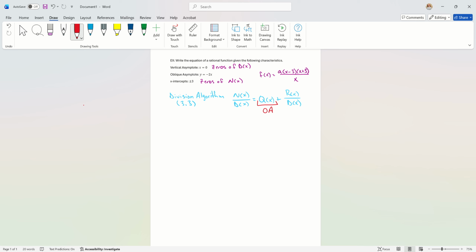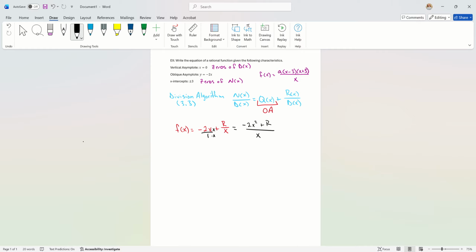So let's use that to set up an equation where we can write f of x as the oblique asymptote, negative 2x, plus the remainder over the divisor, x. From here, we can use additional information to solve for r and find out what it is. Before we do that though, let's write this function as a single fraction. So to do that, we need to get a common denominator. Let's think of negative 2x over 1, and we're going to multiply by x over x, so that we get negative 2x squared plus r all over x.